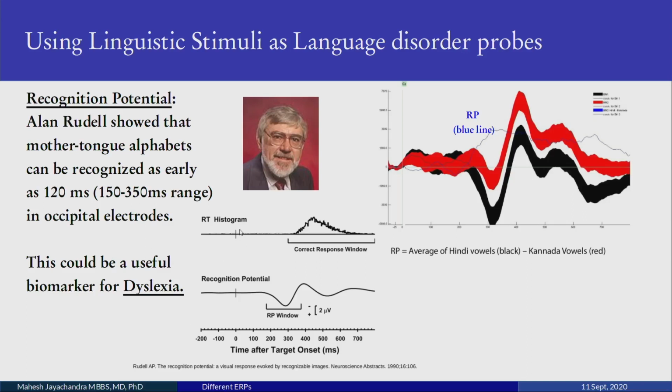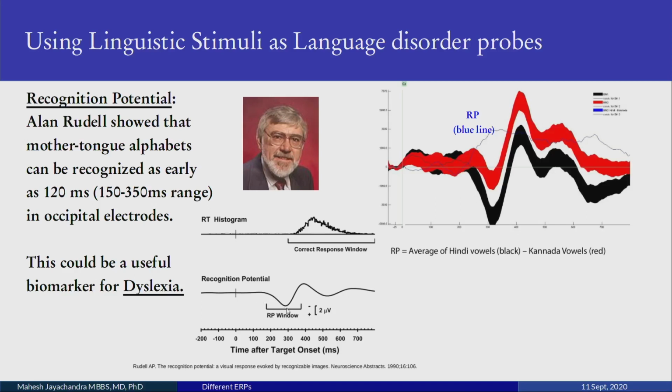So if you see over here, this is Alan's figure, and you see the RT. RT is reaction time, where you have to respond if you guess correctly, and it's useful to decrease the noise in the data by using only the correct responses. And this is the recognition potential, with negative up, and this is the recognition potential window. Okay, you only get it with your mother tongue or with a language which you're very familiar with.